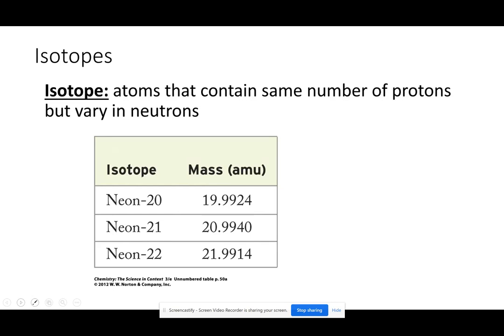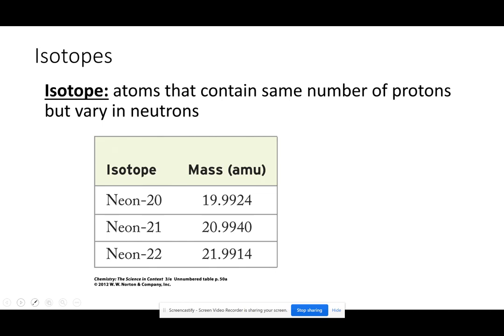So isotopes. Isotopes are the next skill that we need to talk about in order to get back to that average atomic mass. An isotope is defined as an atom that contains the same number of protons, but varies in the number of neutrons. So here we see 3 examples of a neon isotope.